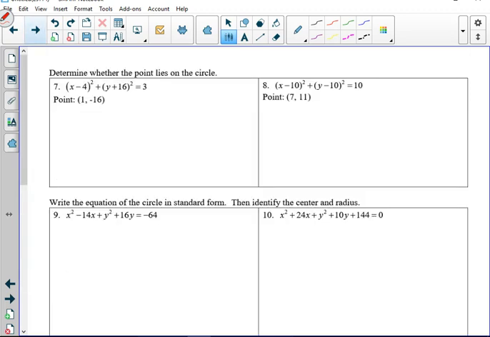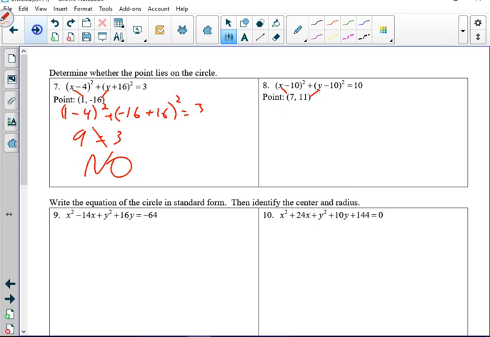Determine whether the point lies on the circle. All we're going to do is plug in that for x, that for y. 1 minus 4 squared plus negative 16 plus 16 squared equals 3. Well, negative 1 minus 4 is negative 3, which squared is 9. 16 take away 16 is 0, squared is 0. And 9 certainly does not equal 3, so no, it is not.